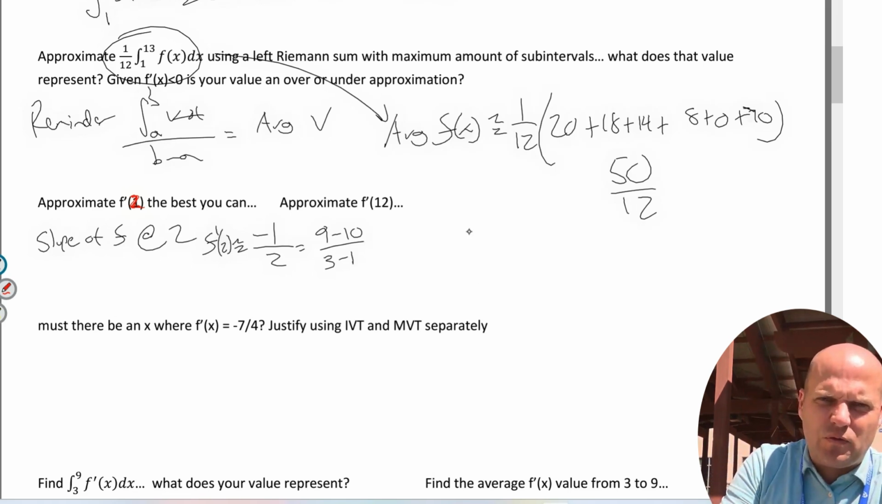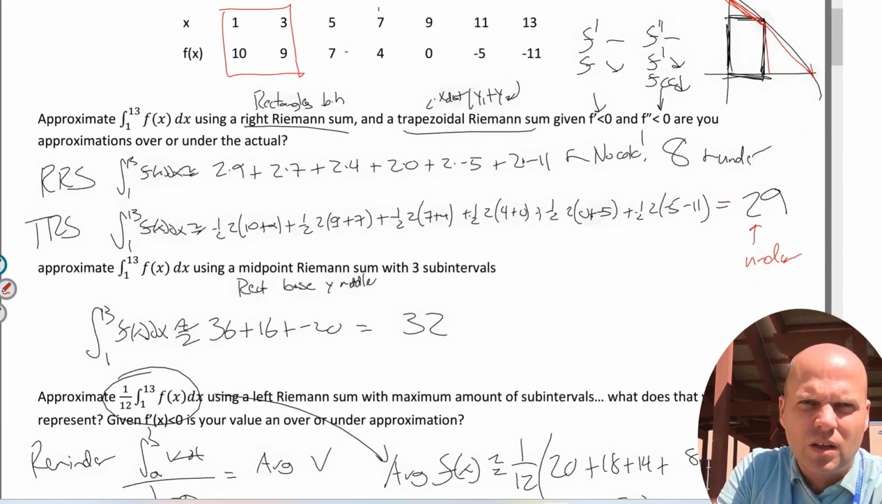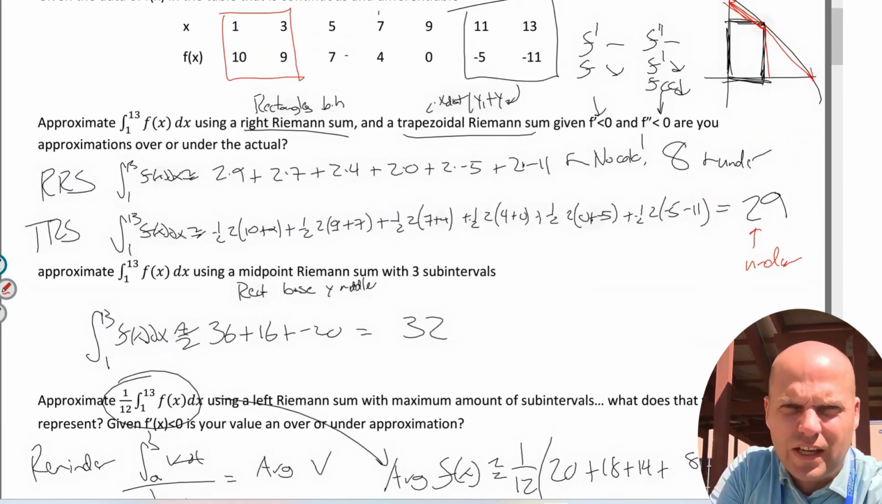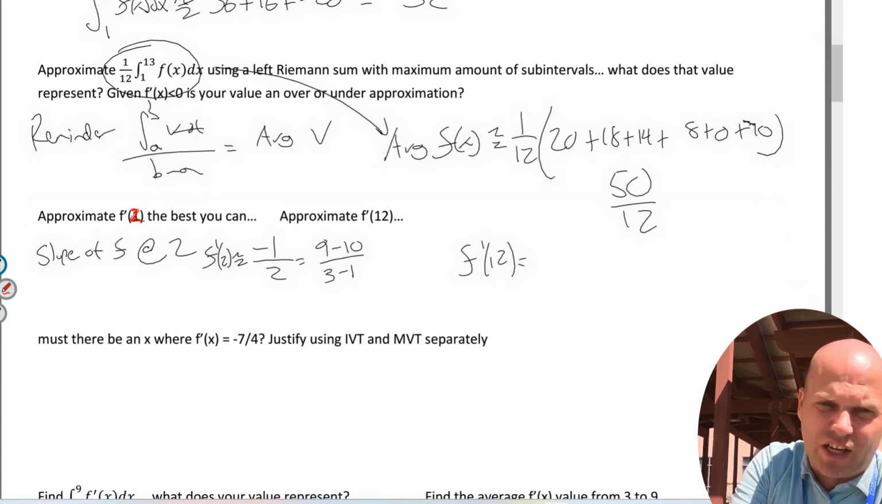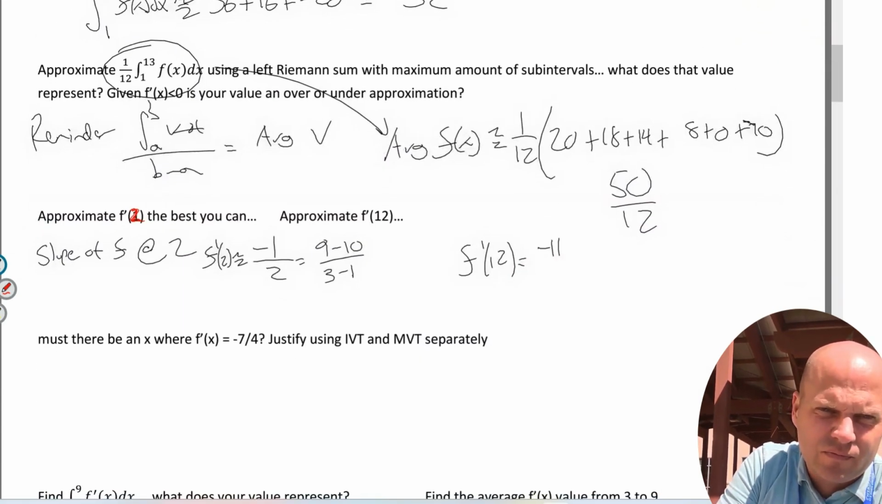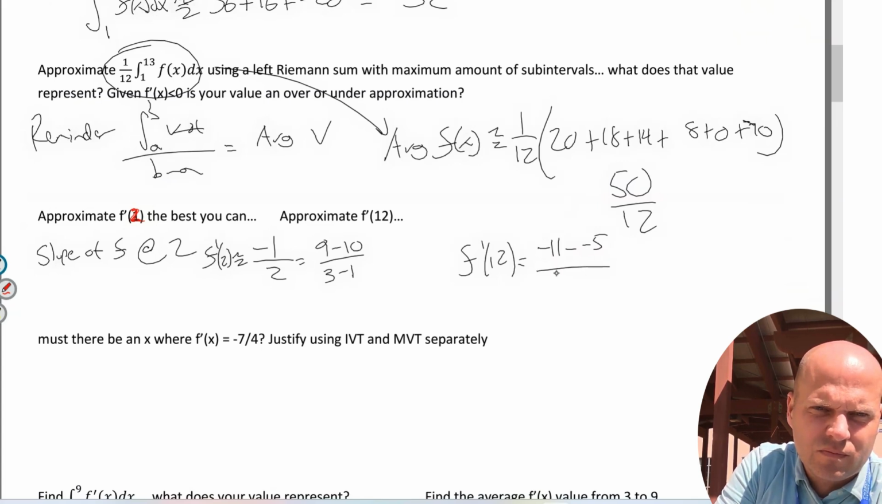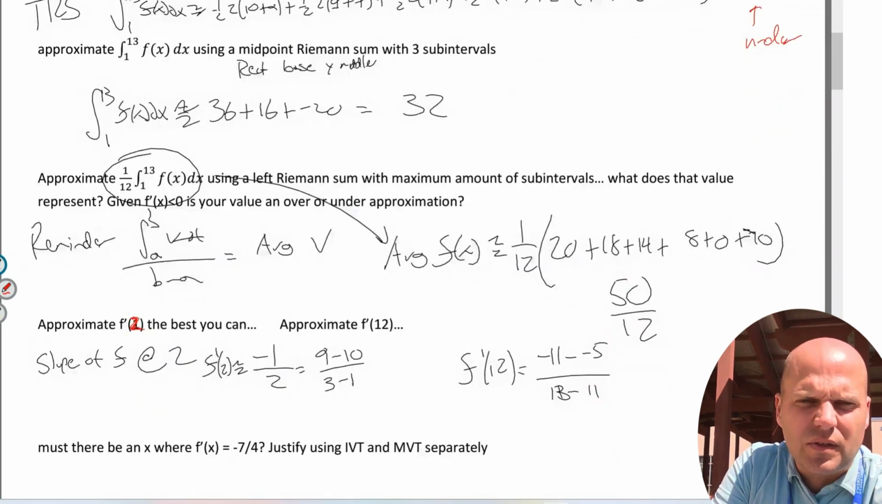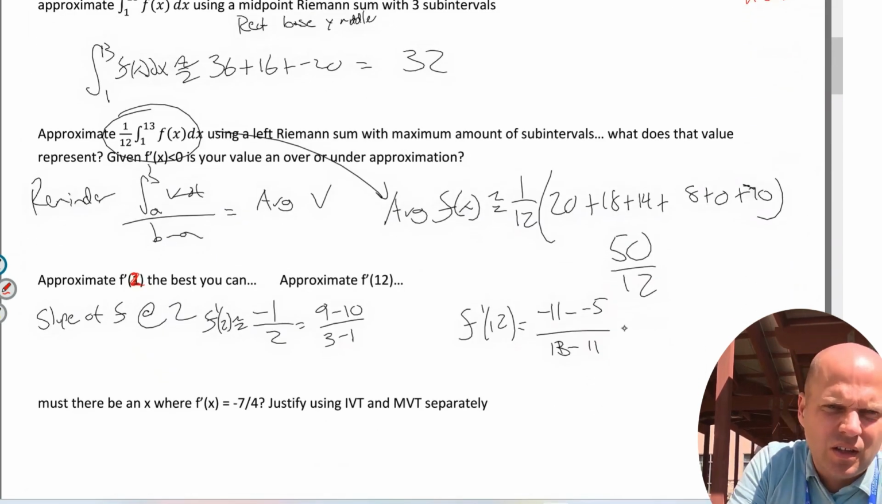For f prime of 12, the best I'm going to do is to use 10 and 13. From -5 to -11, I decrease 6 over the interval 2. 13 minus 11. So decrease 6 over 3 plus 3.